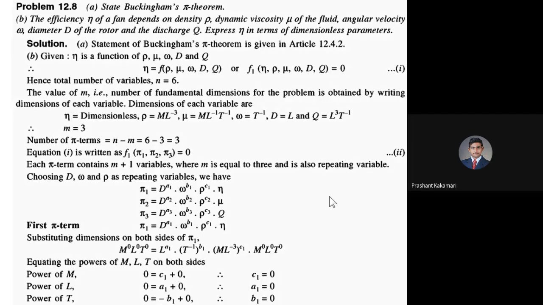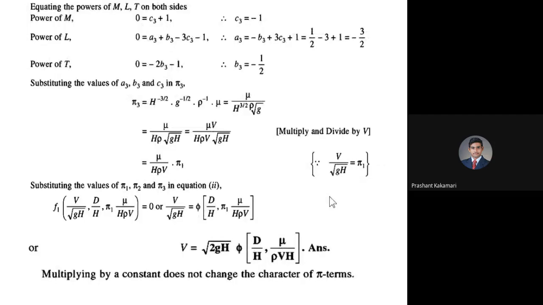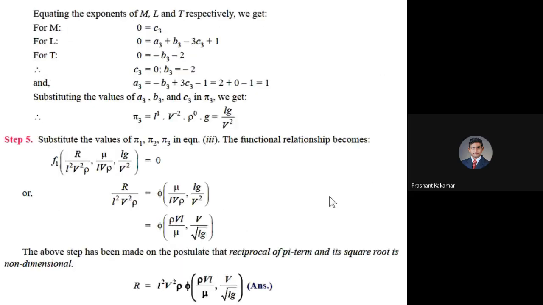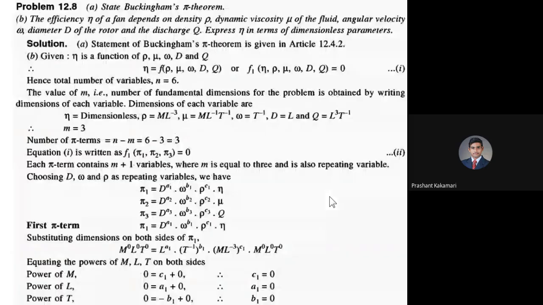This is also very important. Until now we didn't check these ratios, d by h or square root of 2gh, mu by rho vh, or here also we have not checked whether they are dimensionless or dimensional. But here what they are asking is that efficiency you have to write in terms of dimensionless parameters. Why? Because efficiency also doesn't have any dimensions.